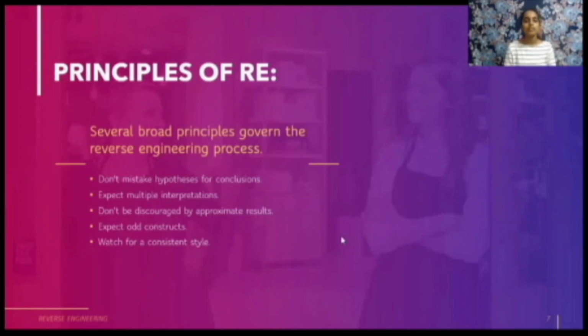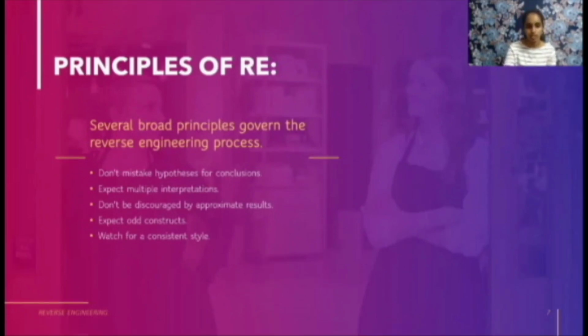And the third principle is don't be discouraged by approximate results. And the last principle is watch for a consistent style. Yes, databases are typically designed using a consistent strategy, including consistent violations of good design practice. You should be able to deduce the underlying strategy. So this is all the principles involved in reverse engineering.